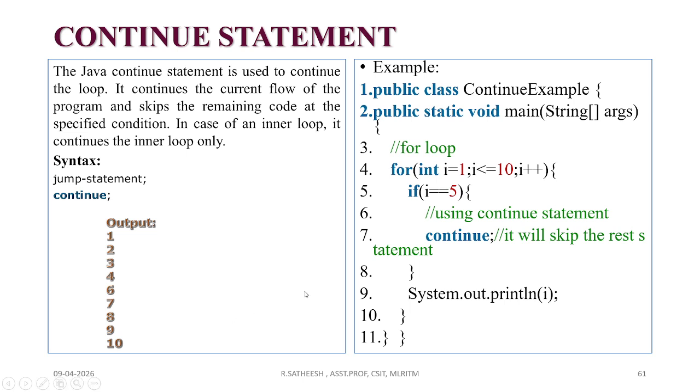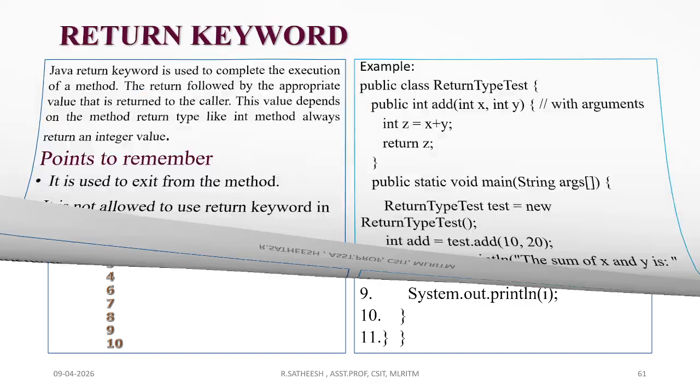Clear? Until the for loop fails, 1, 2, 3, 4, and then based on the specified condition it ignores. So 5 is not printed here. After that 6, 7, 8, 9, 10 is printed as usual. So this is about the continue statement.